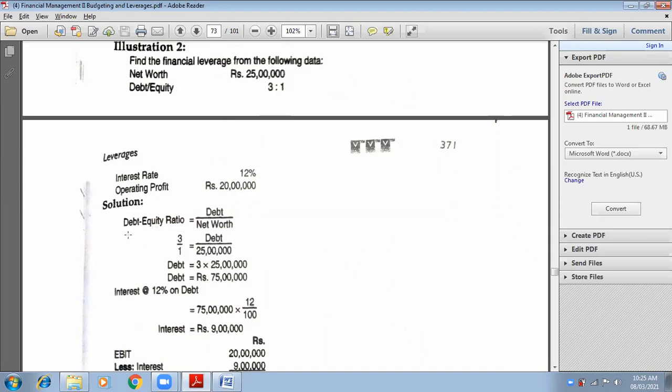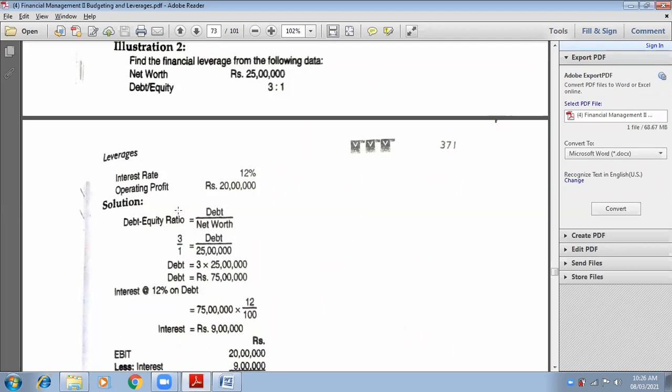So you have a formula of debt equity ratio. You have already done in management accounting ratio analysis. Yes or no? Come on, quickly tell me. In management accounting, you have already done ratio analysis. Yes, ma'am. Yeah, in semester 3. So there you have already learned the formula of debt equity ratio. What is the formula of debt equity ratio? Debt upon equity. Equity means net worth.